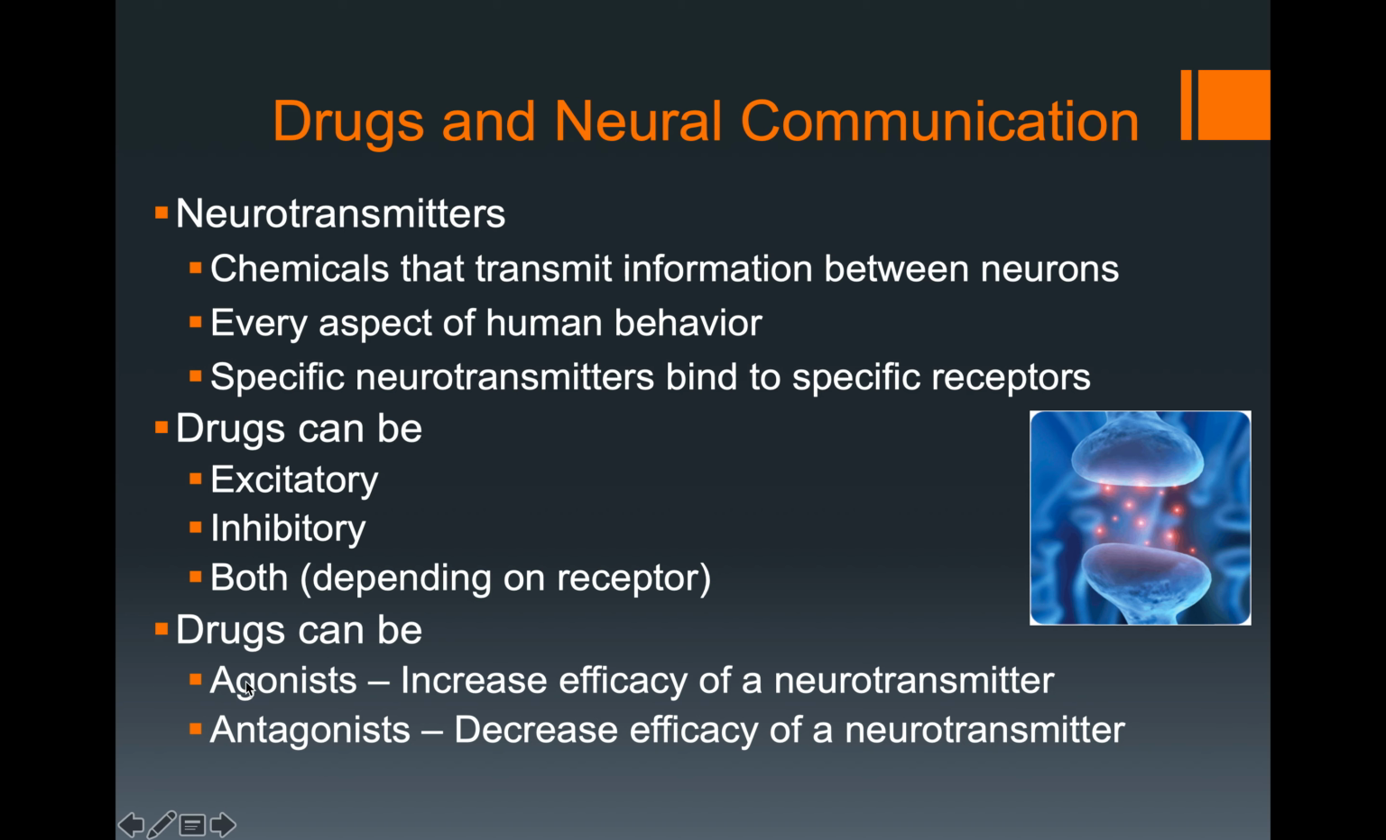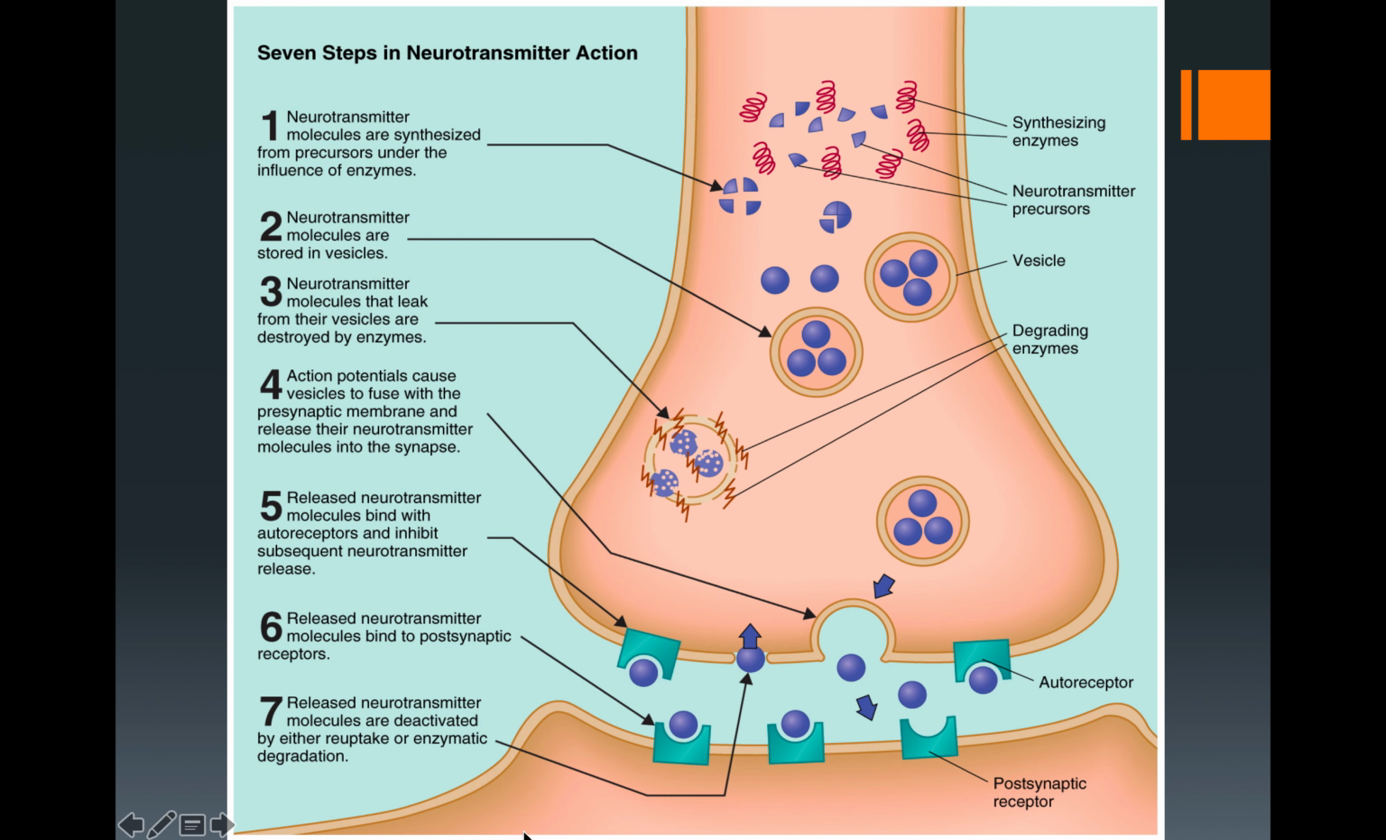Drugs can be agonists or antagonists for a neurotransmitter. If it's an agonist, it increases the efficacy of the neurotransmitter, so it somehow increases the impact of the neurotransmitter. If it's an antagonist, it decreases the efficacy of a neurotransmitter. We're going to get to some examples of this in a minute, but again, very important concept. So, let's look at what happens in the life of a neurotransmitter, okay? First, neurotransmitters have to be synthesized from precursors. So here we're seeing a neurotransmitter being put together, being synthesized.